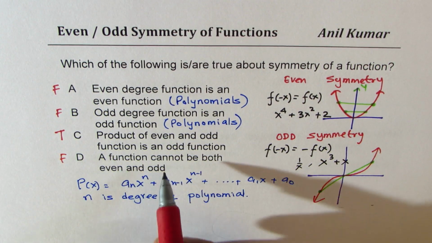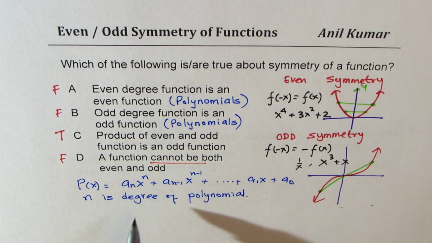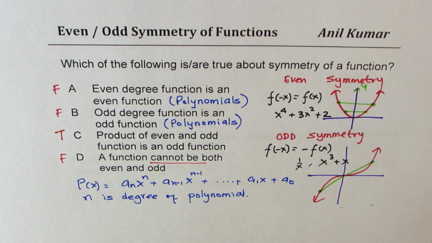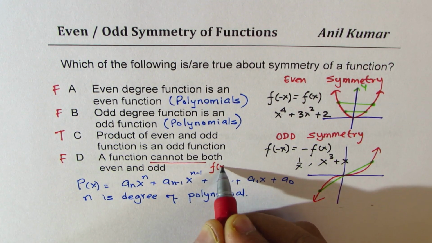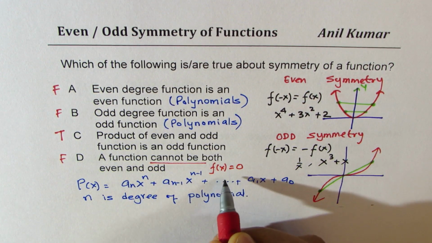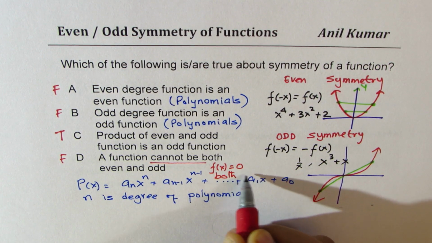A function cannot be, right? Cannot be. So we have provided you with an example. There is a function f of x equals 0 which has both symmetries.